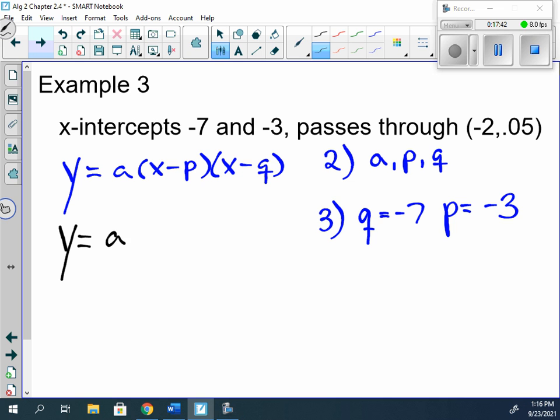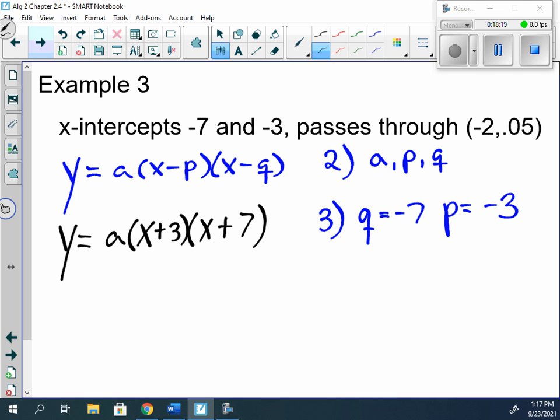Y is equal to a parentheses x minus p, or minus -3. Well, the negative and negative would make a positive. So really it'd just be x plus 3 times x plus 7, because the negative and negative gave us a positive. Well, if the values were positive, it would stay negative. Questions on this here so far?